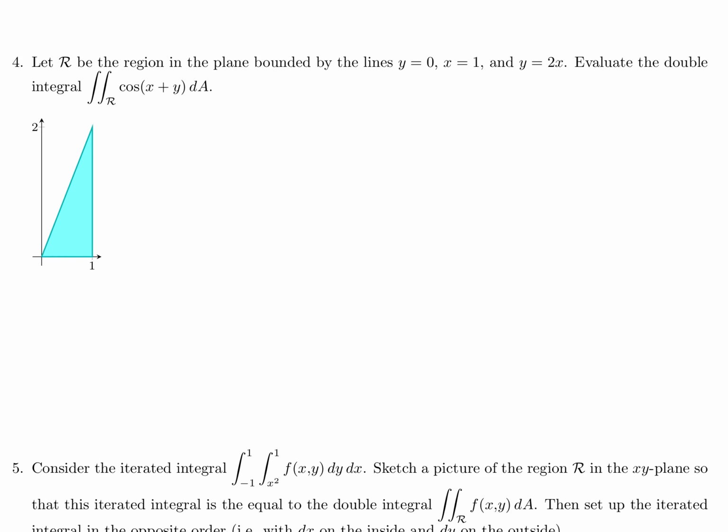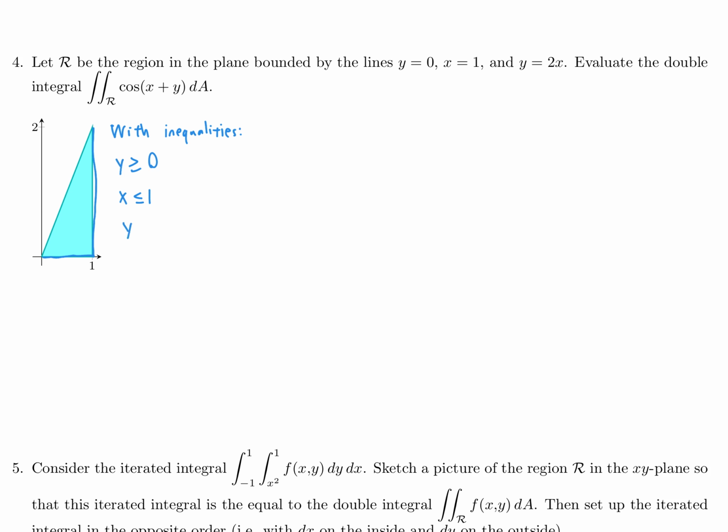Okay, so here's a new problem where I've described a new region R for us, and we're supposed to calculate this double integral. So I'm going to rewrite the region R using inequalities. So I know that y has to be greater than or equal to 0. I can see that because we're above the x-axis, right? So that symbolizes this bottom edge of the triangle. Now I can also see that x is going to be less than or equal to 1 because of that right-hand side of the triangle. That symbolizes this edge of the triangle.